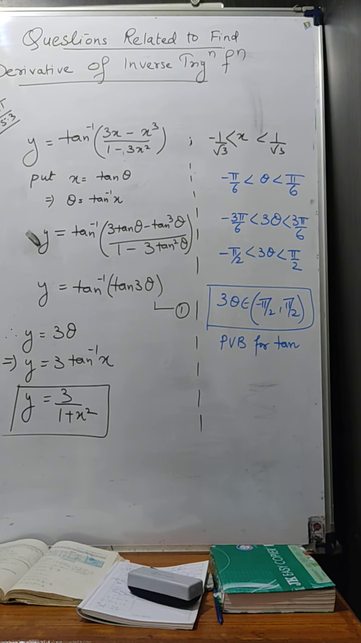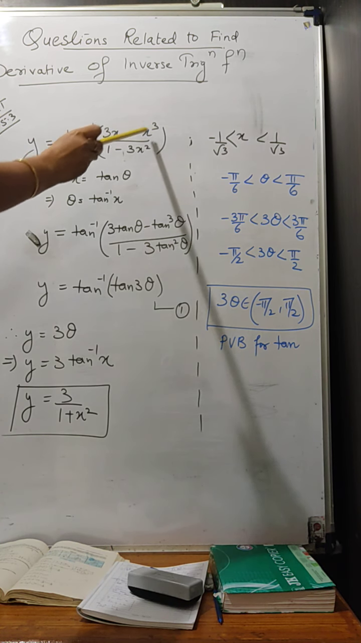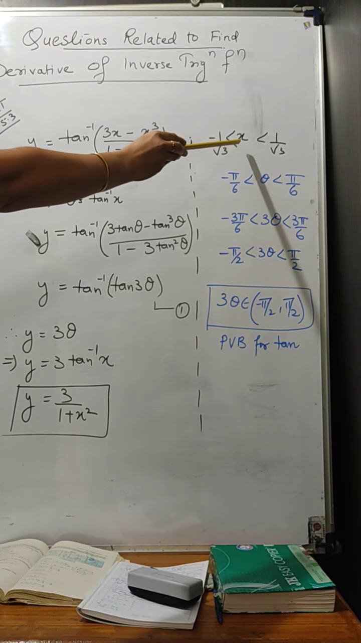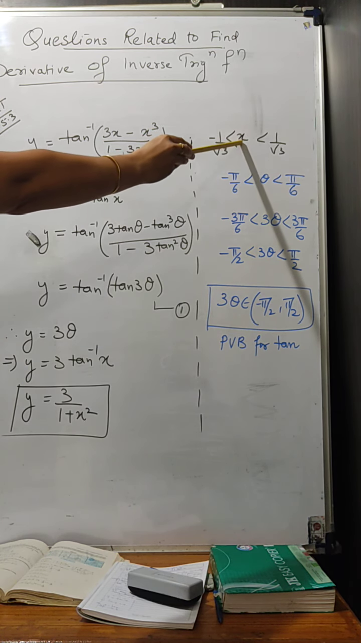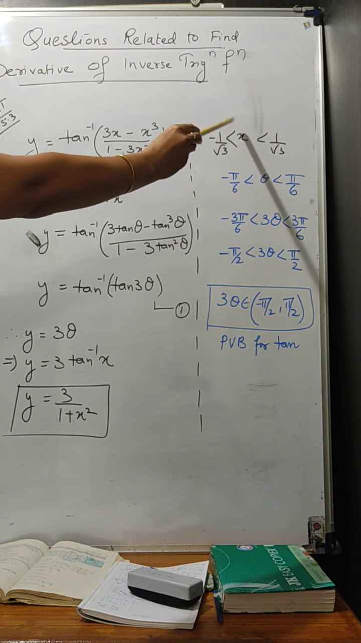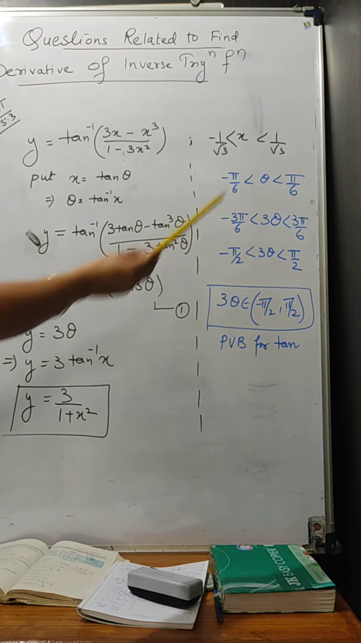Now our next question is y equal to tan inverse of (3x minus x cube) upon (1 minus 3x square), and here the interval has been given for x, that is x is greater than minus 1 upon root 3 and less than 1 upon root 3.